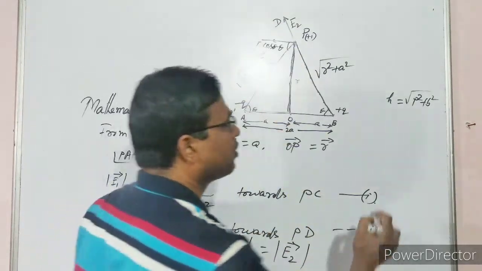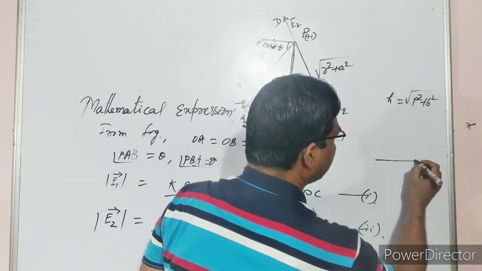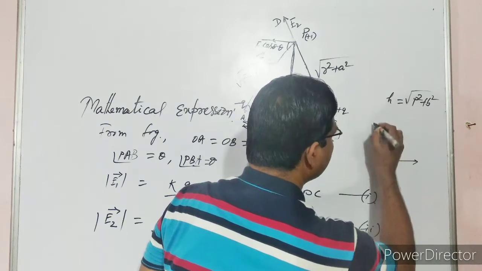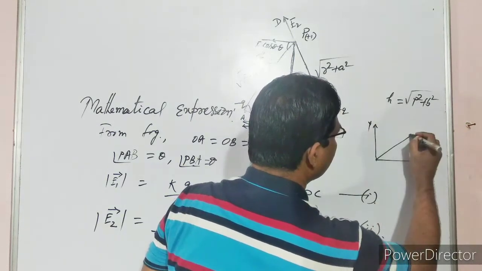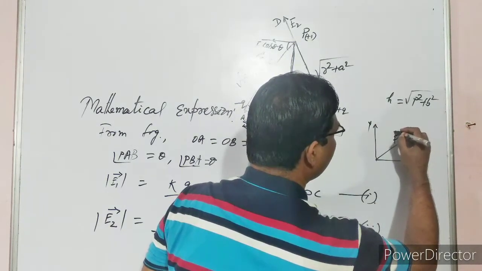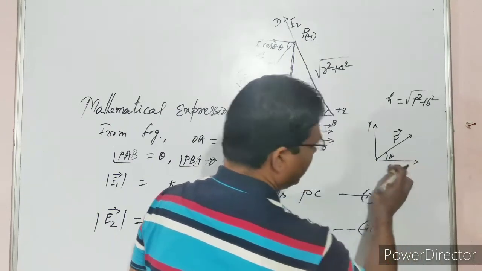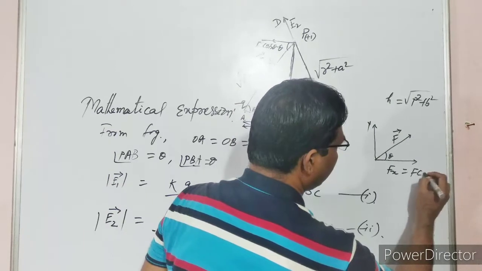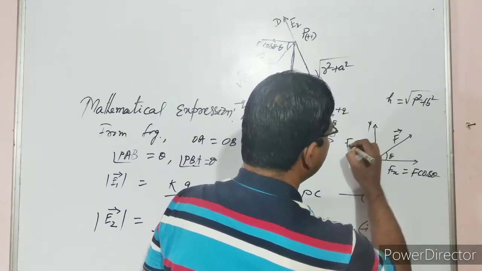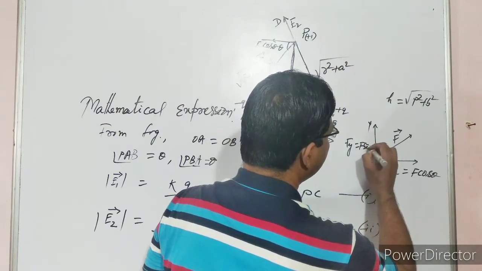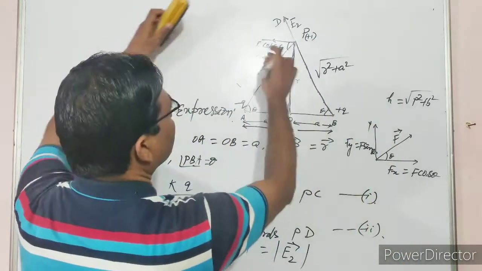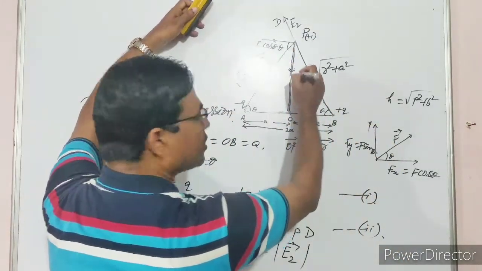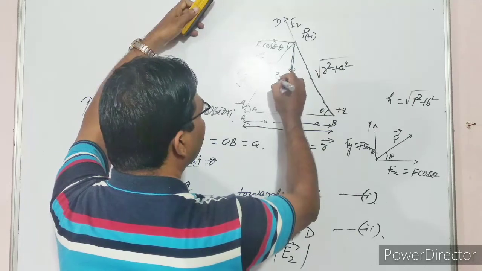Resolution of a vector, if you have not remembered, I am just telling. Suppose this is the x-axis, this is the y-axis, and this one is F. As we know, it makes angle theta with the x-axis, so Fx is F cos theta and Fy is F sin theta, for your understanding. Similarly, it is E1 cos theta, and in this direction it is E1 sin theta.